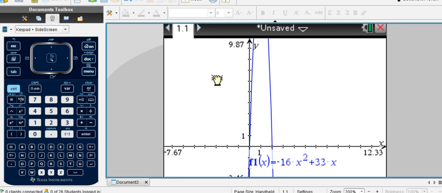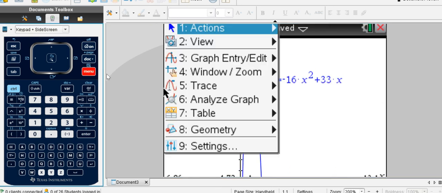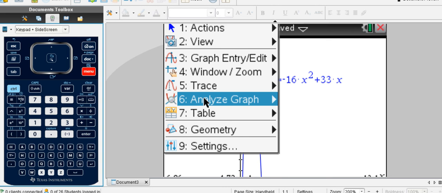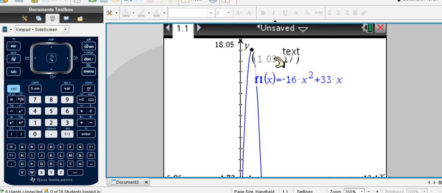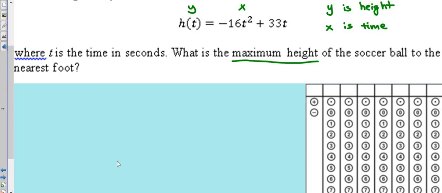We're going to look for the maximum. So we're looking for this highest point up here. The way you do this, you go to the menu, analyze graph, and we choose maximum. It's going to pull this up, and you put it on the left and press enter of the maximum, and then on the right. And so that's our maximum, and the maximum occurs at 1.03 comma 17.